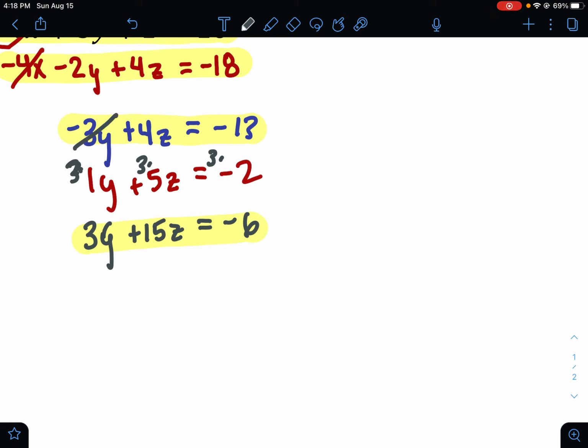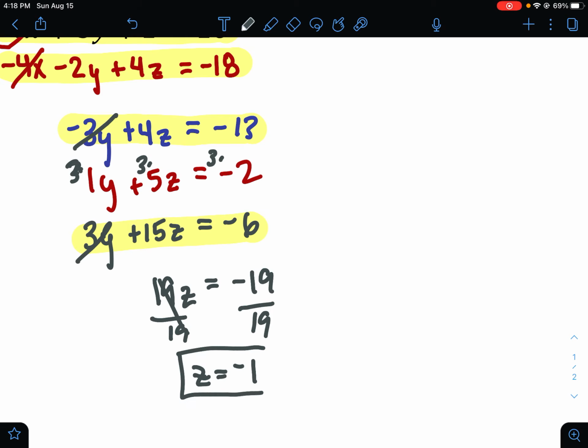The y's, negative 3y and positive 3y, will cancel. 4z and 15z is 19z. Negative 13 and negative 6 is negative 19. And so right here, this is where it's all downhill from here. I can see that if I divide by 19, I simply get that z equals negative 1.